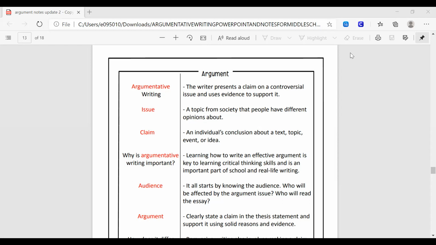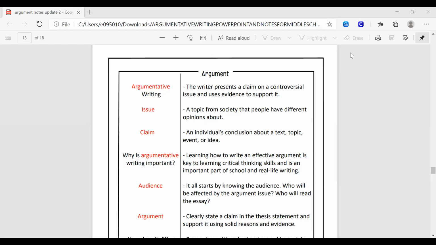Our next word that we're going to fill in, again, is a word that we are defining, and we are going to define the word issue. Issue. An issue is a topic from society that people have different opinions about. Our next blank is for the word claim. Claim. This is an individual's conclusion about a text, topic, event, or idea. It's your stand that you are taking on that subject matter.